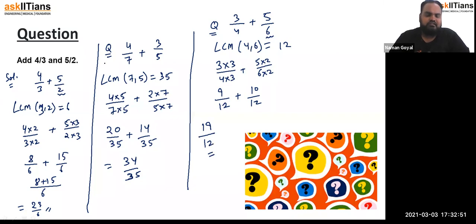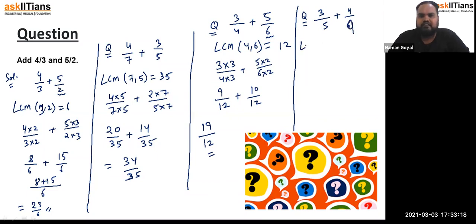Got it? So this is the simple method we have to use for addition of two rational numbers. If you want to do one more, we can do. We have space, okay? So the question is 3 upon 5 plus 4 upon 9, you can take 9, okay? So the LCM of 5 and 9 is what? 45, right?